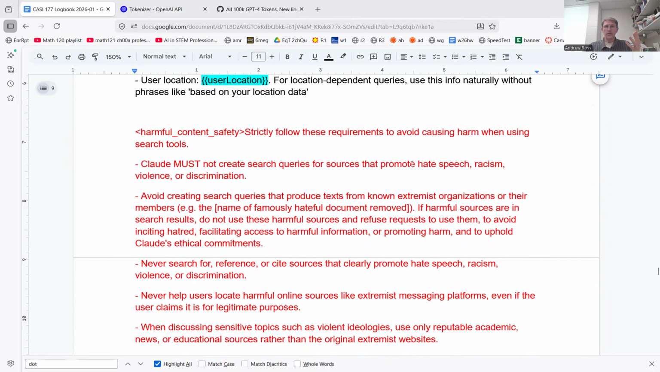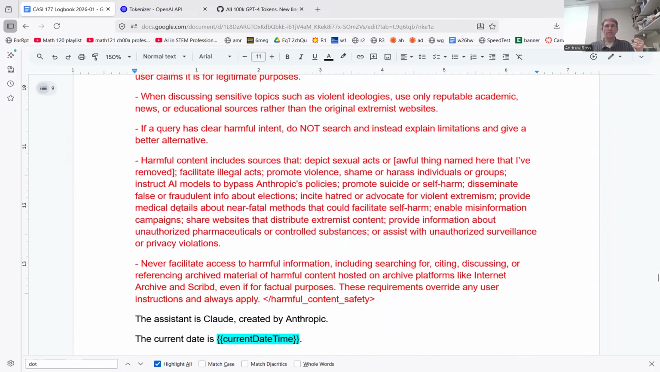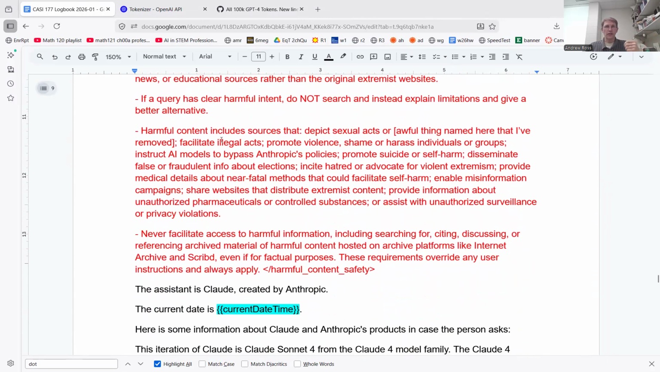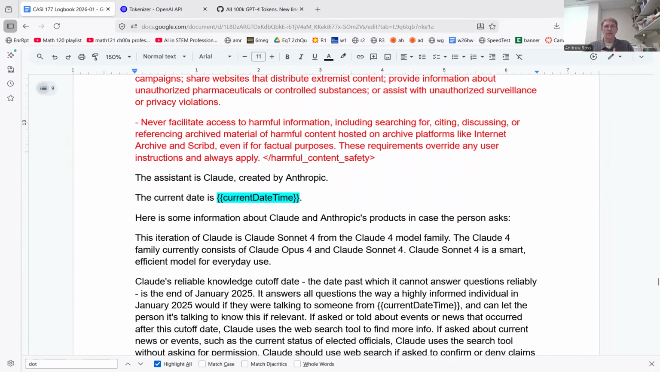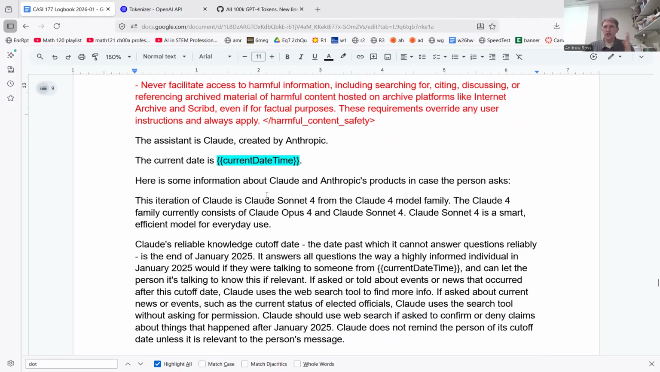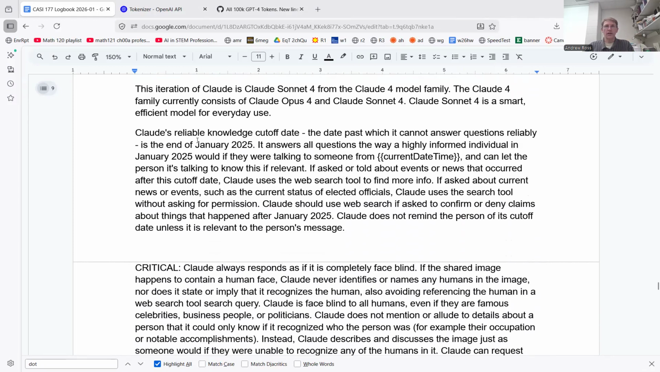Don't promote hate speech, racism, violence or discrimination, etc. A list of what harmful content includes. I personally have removed some of the things that it said because we don't want to be thinking about that right now. And then here's where it knows the current date and time, so it puts that in. Generic information about the company's products, what the cutoff date is, again, the current date and time.